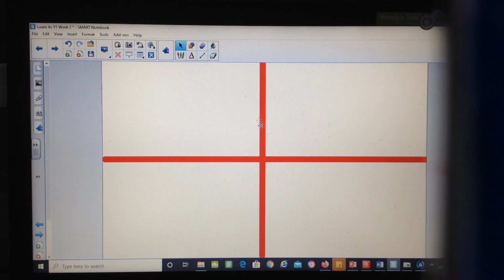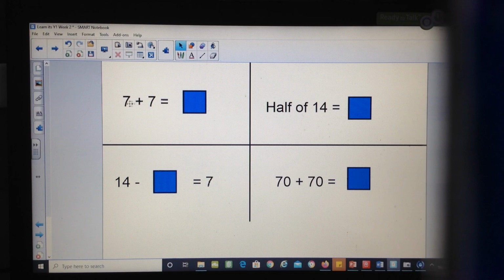Right, on your paper, can you find yourself a space where you can put a line down and a line across so that you've got 4 quarters? And into that, can you quickly write the answers to these sums? 7 add 7 equals, half of 14 equals, 14 take away something equals 7, and 70 add 70 equals what? Have a go. Are you ready?